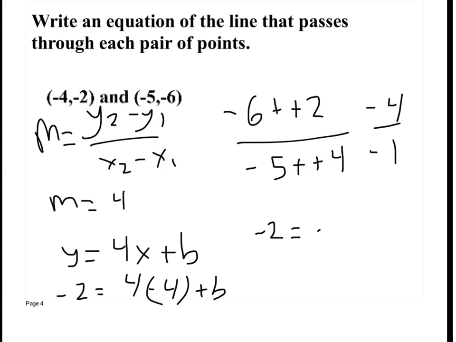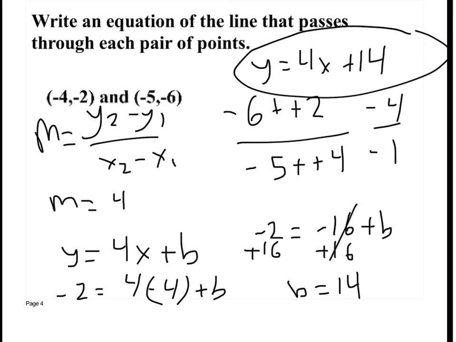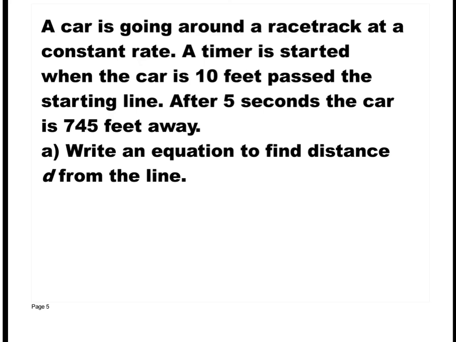-2 is equal to -16 plus b. So I add 16 to both sides. b is equal to 14. Do I have enough to write an equation of a line? y equals 4x plus 14. And I'm done. Alright, so it says a car is going around a racetrack at a constant rate.